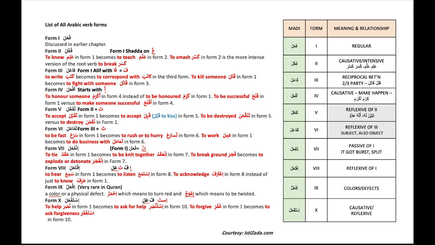Form 9, the meaning is used to express color or physical defect. Ihmarra means to turn red. I'wajja means twisted. A body part got twisted, so it created a defect. Form 10, istaf'ala. Nasara means to help. Istansara means to ask for help. Ghafara means to forgive. Istaghfara means to ask for forgiveness. So again, this gives causative meaning or sometimes reflexive meaning.